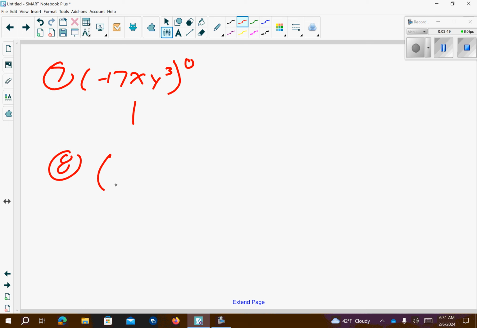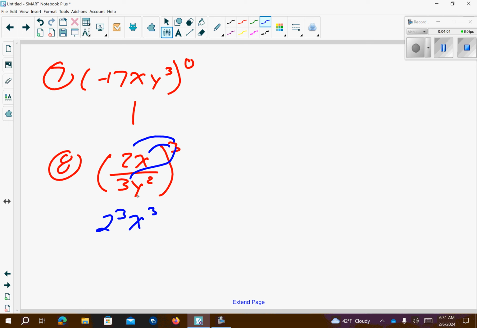Number 8, we have 2x, 3y to the 2nd, all raised to the 3rd. So let's go ahead and distribute this in. So I get 2 to the 3rd here, x to the 3rd up here, 3 to the 3rd on bottom, and y to the 6th because I'm multiplying the exponents.